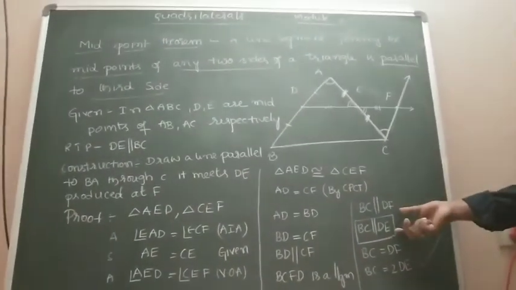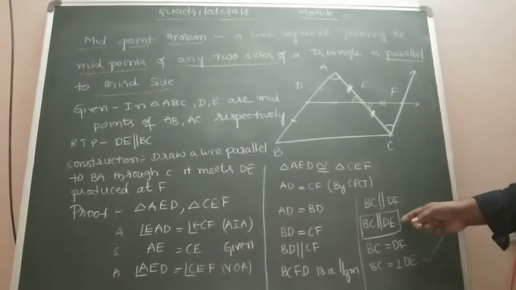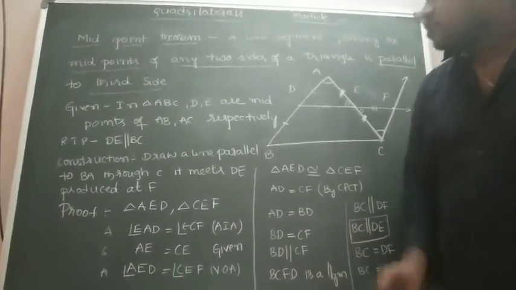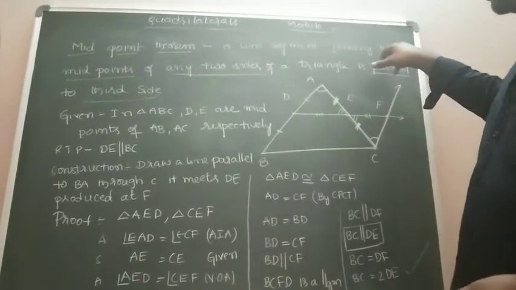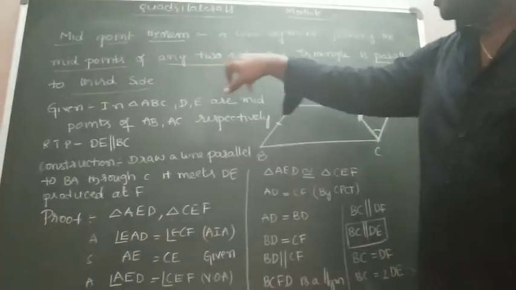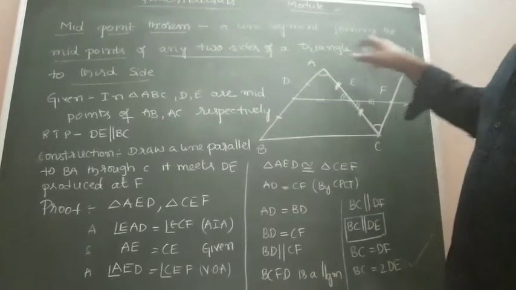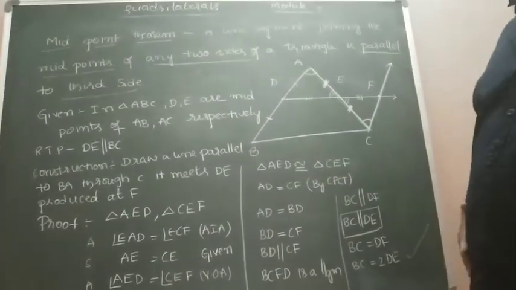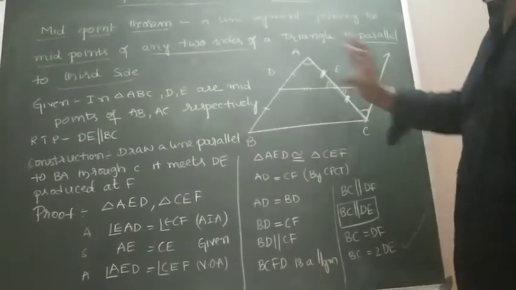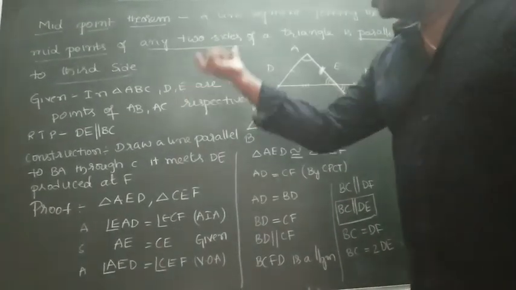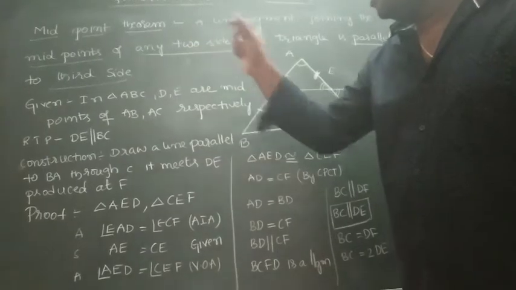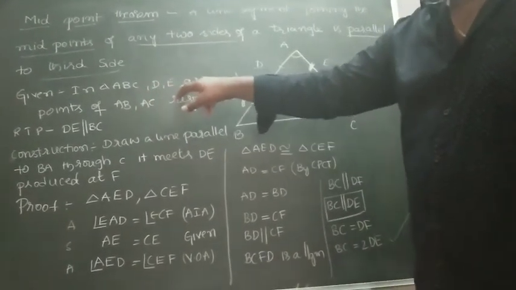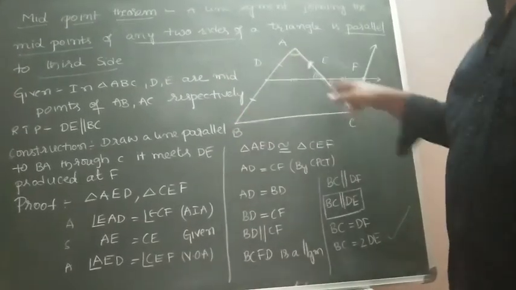Okay. But for the midpoint theorem you have to take this one only. What is the statement, children? A line segment joining the midpoints of any two sides of a triangle is parallel to the third side and also half of the third side. Here I consider triangle ABC. According to the statement, midpoints of any two sides. So I consider triangle ABC. D comma E are midpoints of AB and AC.